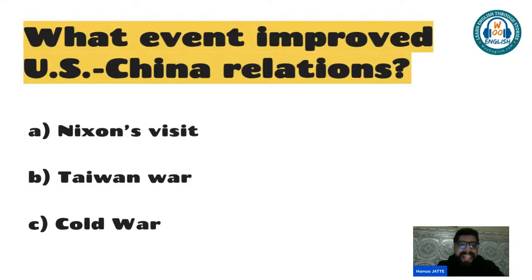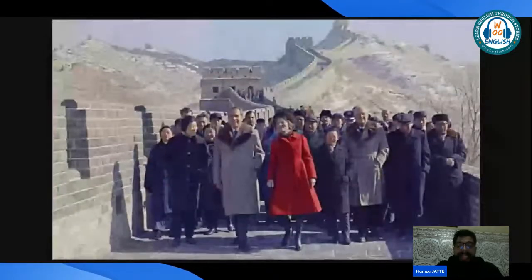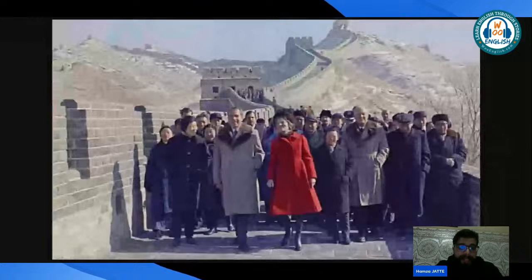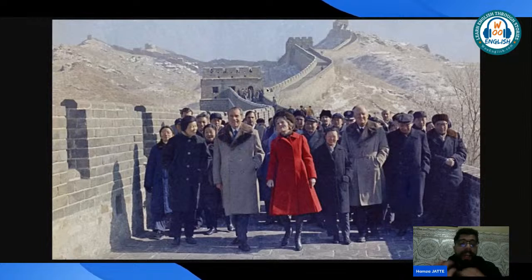And the answer here, so let me reveal the answer. The answer is Nixon's visit. President Nixon's visit to China. So this was correct. So these are some pictures of the American president Nixon in China. So you can see him here. He is on the Great Wall of China, right, which is one of the wonders of human civilization.